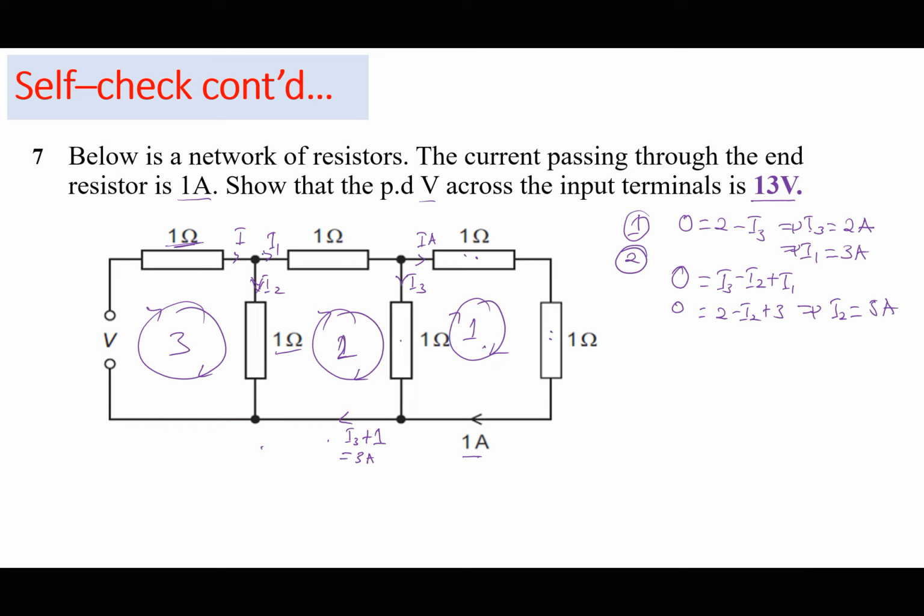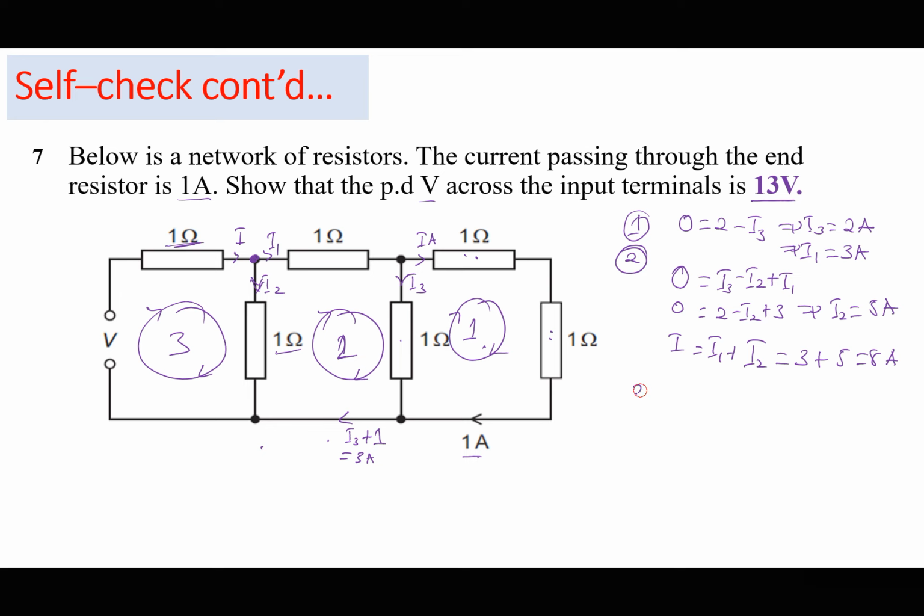Note that from this junction here, I equals I1 plus I2. So I equals I1, which is 3, plus I2, which is 5, which gives us 8 amperes. So total current is 8 amperes.